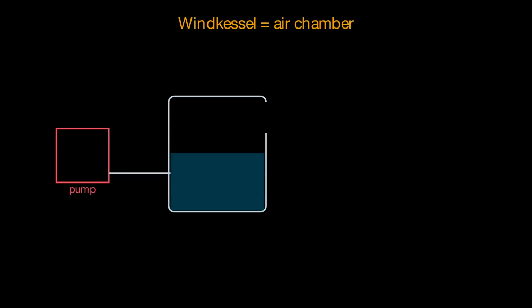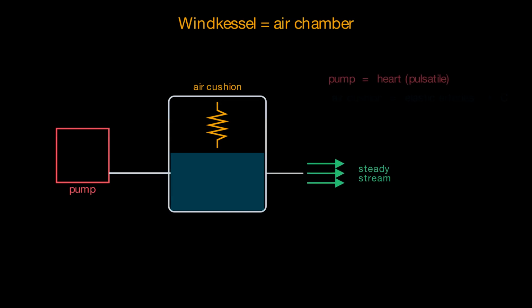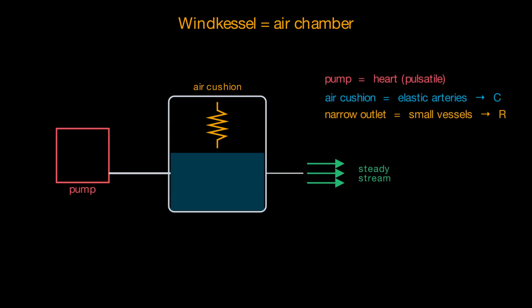Windkessel is German for air chamber, and it comes from old fire engines. The pump throws water in hard pulses, but you want a smooth stream at the nozzle, so you route it through a sealed chamber with a cushion of air on top. The air compresses on each pulse and pushes back between them, and the flow leaves steady. Your arteries do the very same thing. The heart ejects in sharp beats, the big elastic arteries balloon to store that blood, then squeeze it back out through the small vessels during the lull. So the simplest model has two parts, something that stores, a compliance, and something that resists, a resistance.